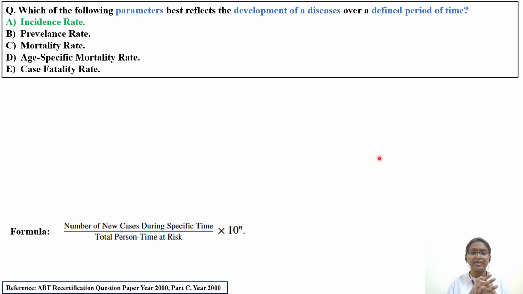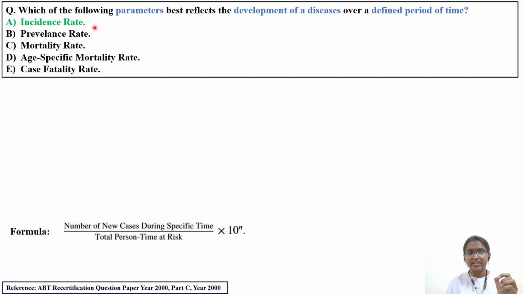This question is also taken from ABT recertification question paper 2000 part C. So here the question is which of the following parameters best reflects development of a disease in a defined period of time? Since we are already discussing past, present and future types of studies, that's why we'll discuss another question with respect to parameters and development of the disease as well as defined period of time.